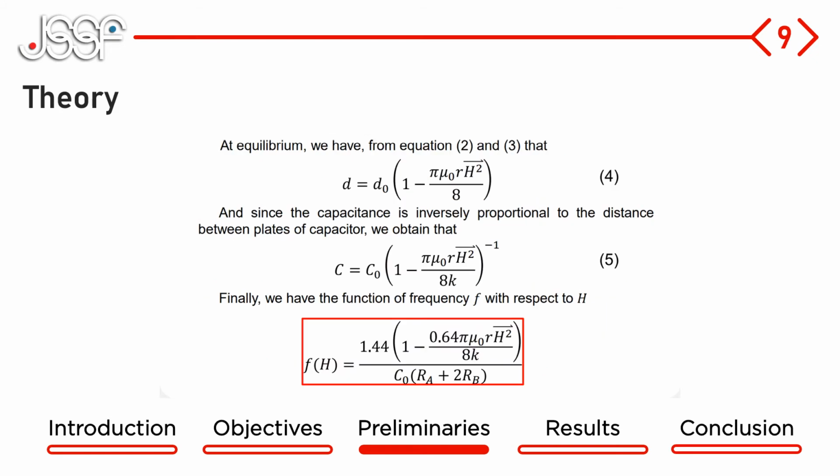From now on, we can transform the equation into the form that shows the final distance between plates in equation number 4 and the form that shows the final capacitance of the capacitor in equation number 5. Finally, we substitute the capacitance in the equation from the datasheet to get the final model in the red box, in which the variable H squared is the vector quantity. It will be positive when the vector points toward the buzzer, and negative when the vector points outward from the buzzer. Our constants could be acquired from the experiments and previous research.